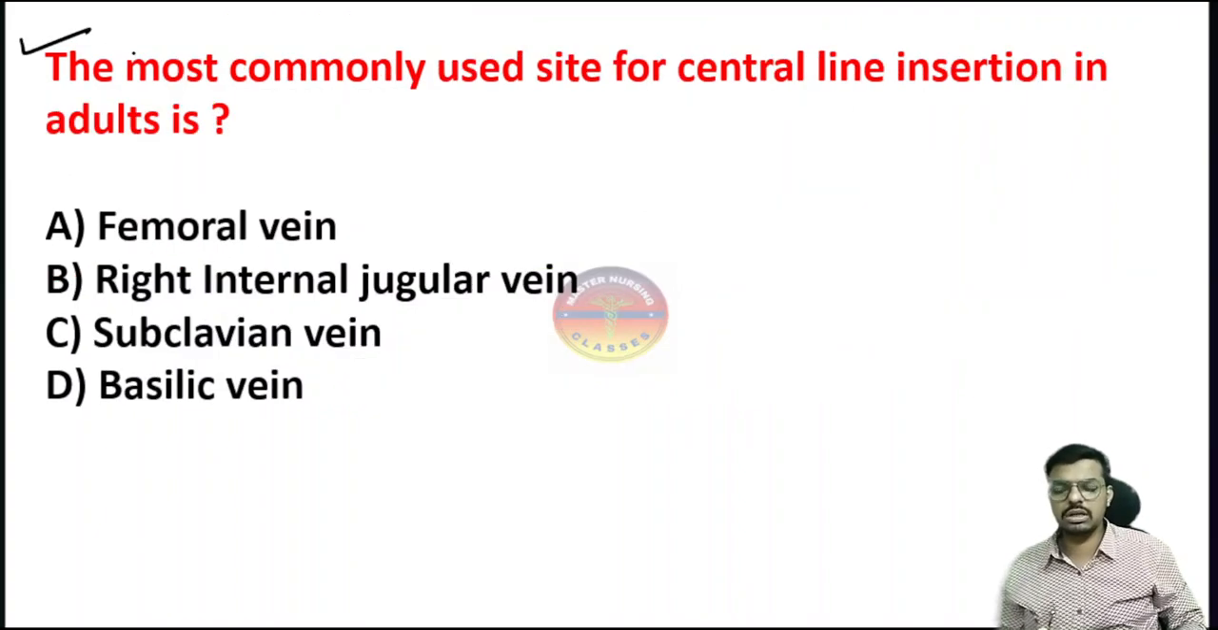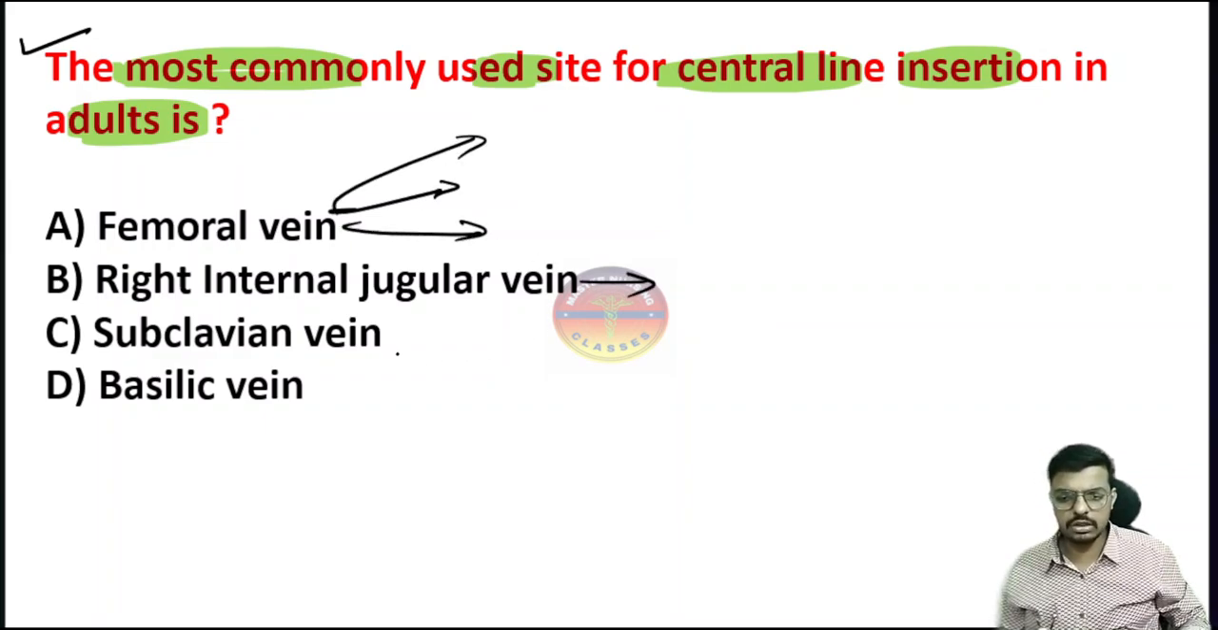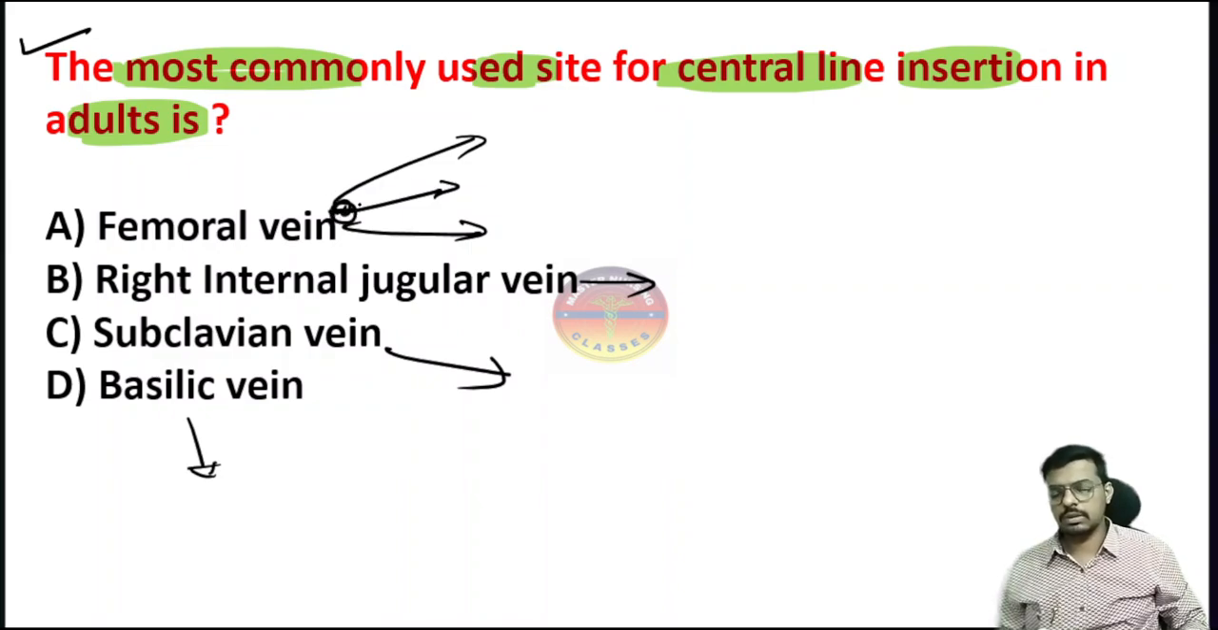So let us come to the next very important question. The most commonly used site of the central line insertion in adults is. The question is most commonly used. Okay, so what is the answer? What is the answer? The most commonly used central line insertion site in the adults.